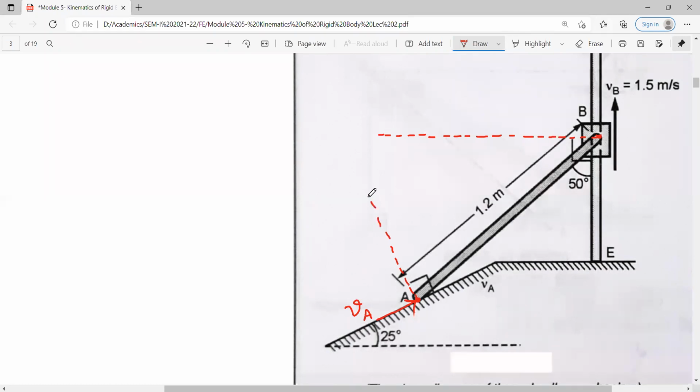This line will go like this, and it will meet the horizontal line somewhere. This point I am calling the ICR point. This is the center of rotation of which component? Nothing but the rod AB. About this point, you can consider that the rod is turning with omega AB like this.